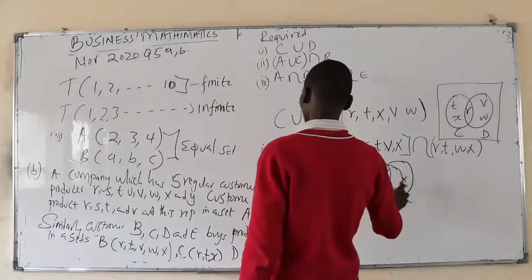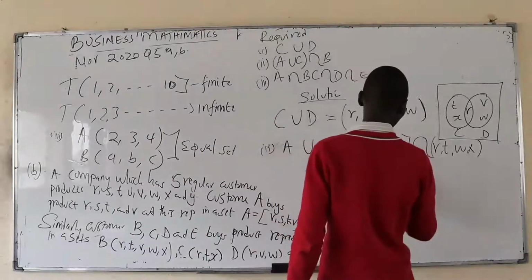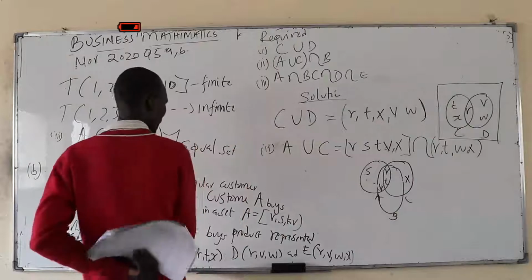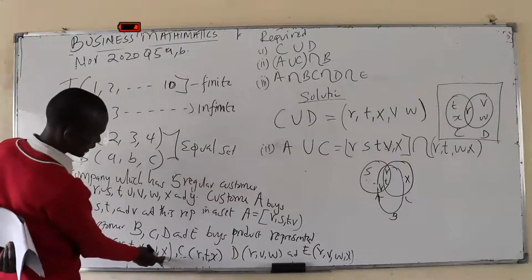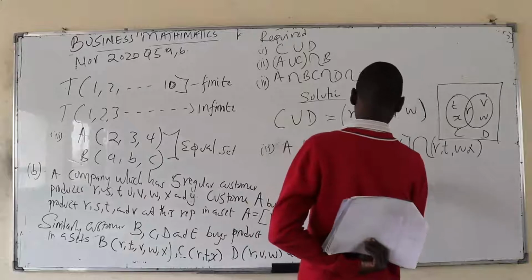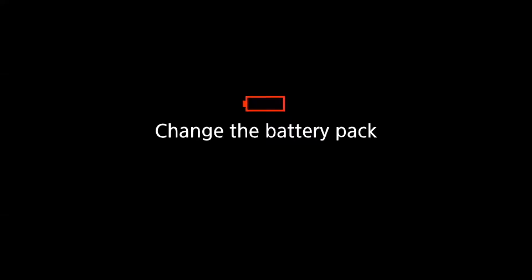To draw this, it can be set A, then set C. So what is between A and C? R is common. You can see that between set A and C, R is common, and we also have T. The other element that is not common is X, so for C there will be X. For A, those elements that are in A but not in C.